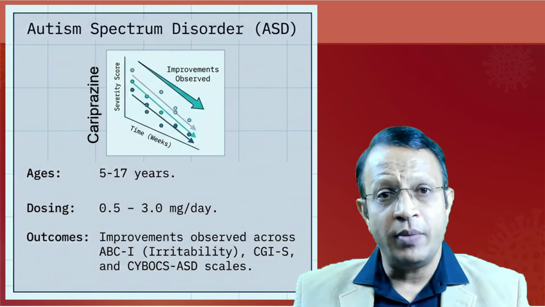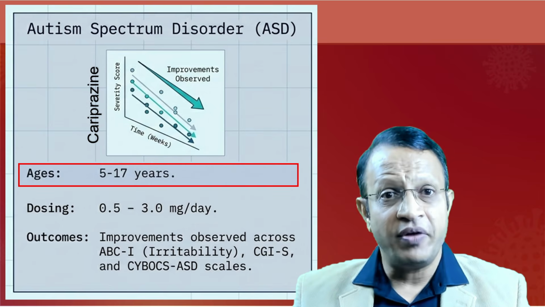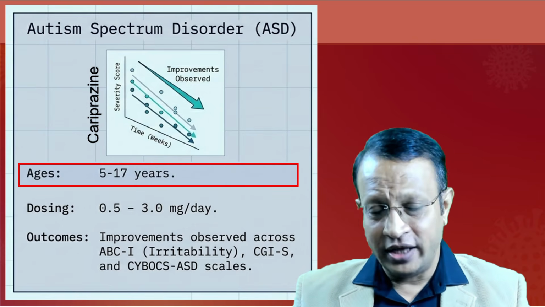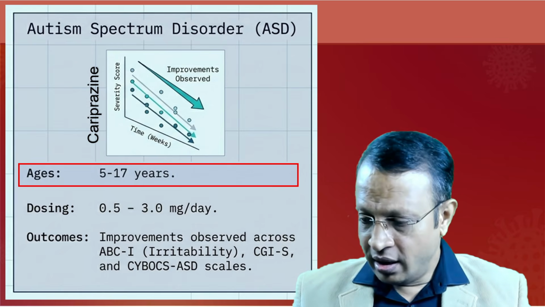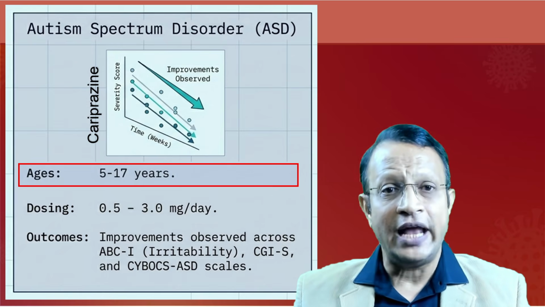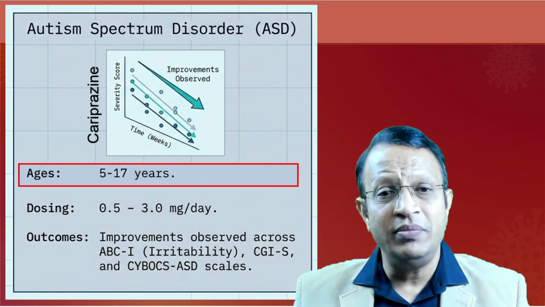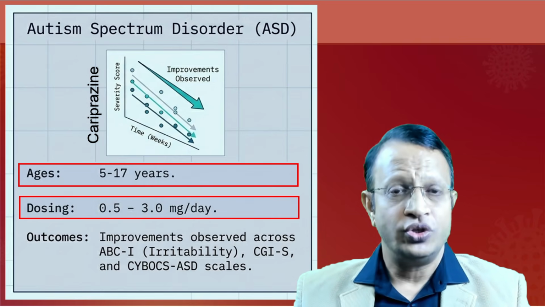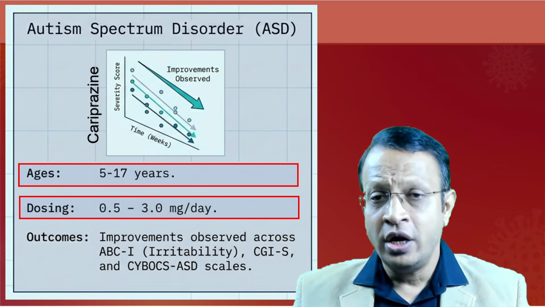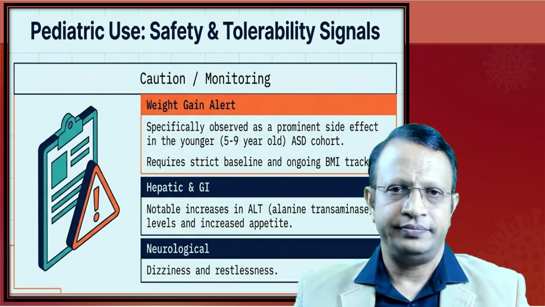It also has been approved for autism spectrum disorder. The age from 5 to 17 years, my dear friends. In autism, where the patient may have behavioral problems, psychotic symptoms, in such a scenario, cariprazine can be started at the dosage of 0.5 and we can build up to 3 milligram per day. So cariprazine also works in autism spectrum disorder to bring down the behavioral problems.